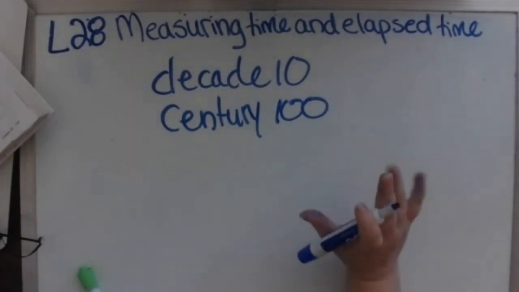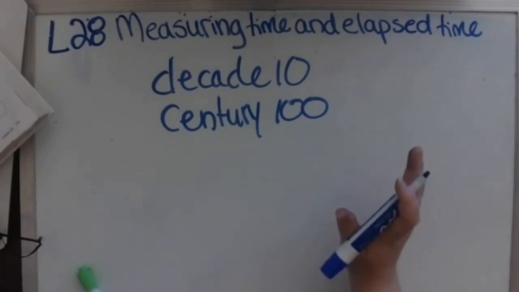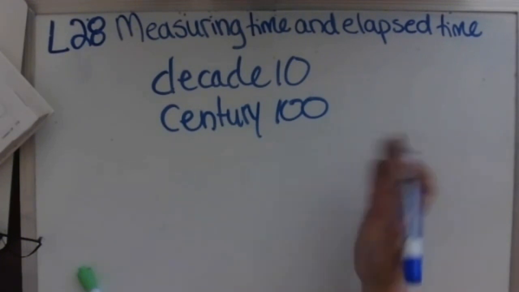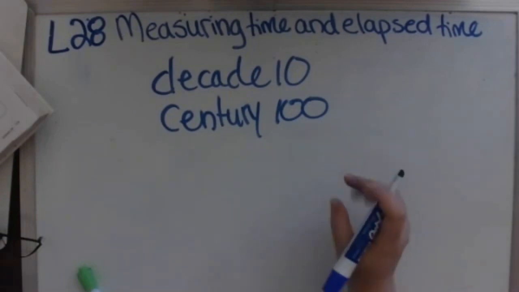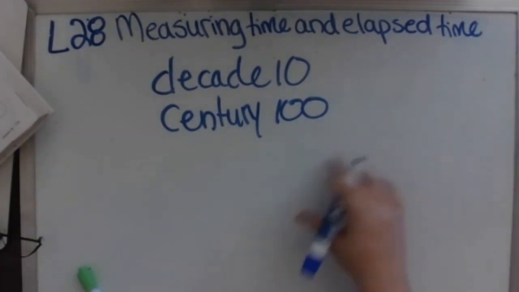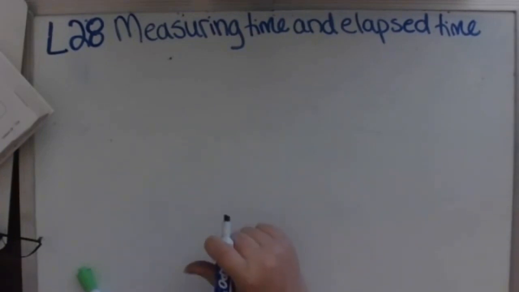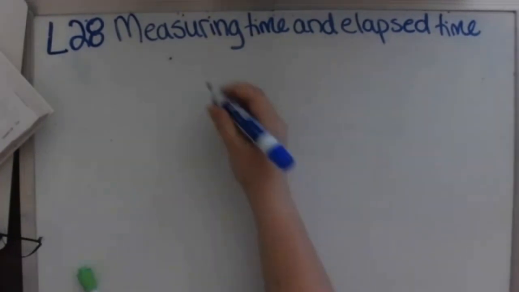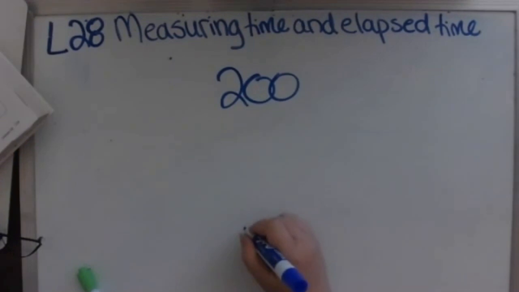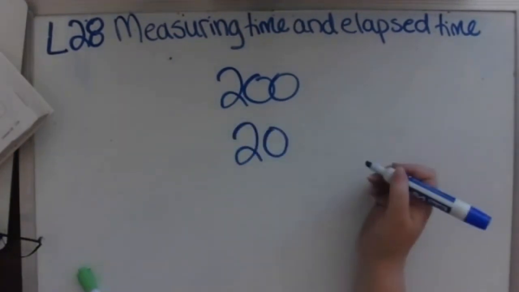Now remember, all of these are also inside your textbook. So if you ever need a refresher, just look back at this lesson and it will show you all the vocabulary as well. But a decade is 10, a century is 100. So 2 centuries is 200 years. 2 decades is 20 years.